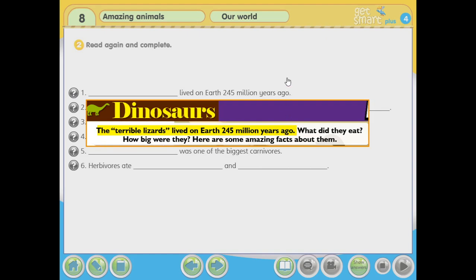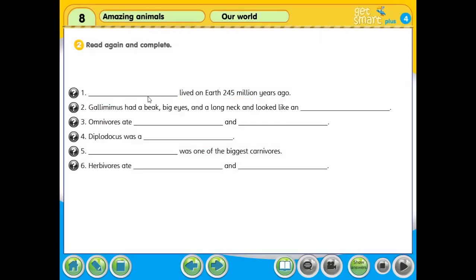So what is the answer? You write the answer on a piece of paper because this is the student's book. So write it on a whiteboard or on a piece of paper or in your personal notebook. Okay, write down your answer for number 1. Number 2, Gallimimus had big eyes and a long neck and looked like an, try to search for the answer, looked like an what?